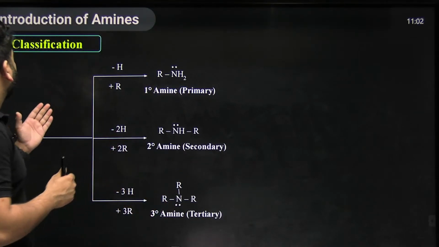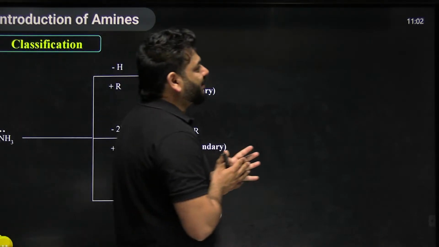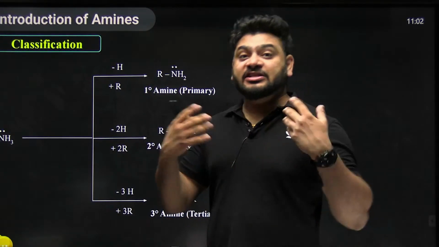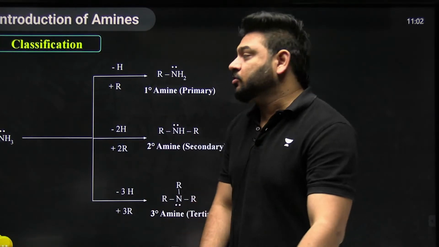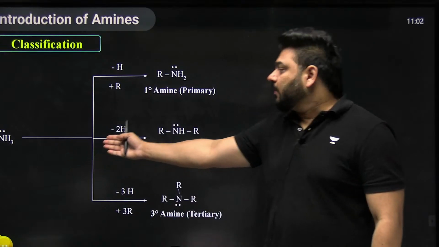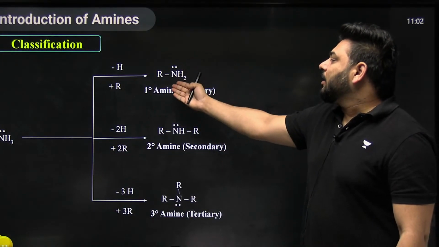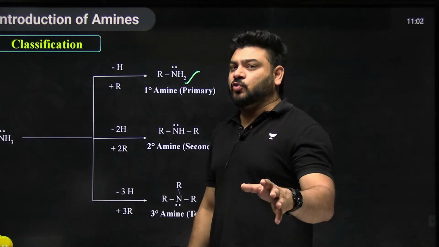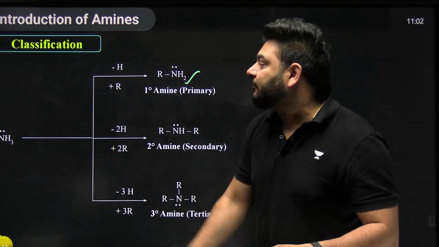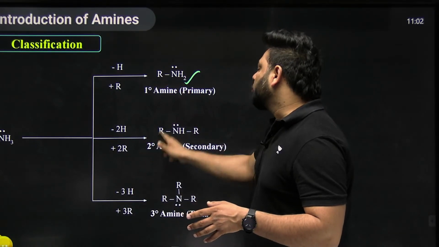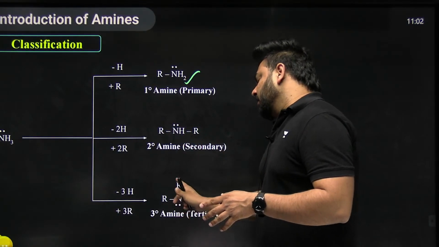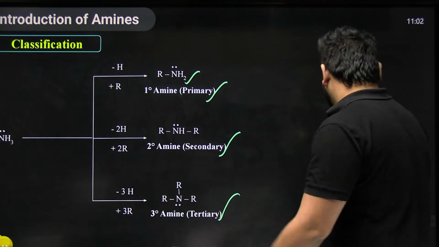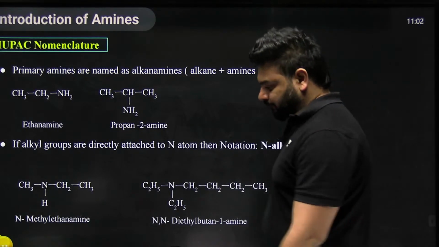Then we have classification of amines. As I told you, there are three types of amines depending upon how many alkyl chains the nitrogen atom is connected with. So we have NH3, in which one alkyl group is attached, giving NH2. Nitrogen has a valency of 3, so it will be connected with 3 bonds covalently, with one alkyl and 2 hydrogen. Then 2 alkyl, 1 hydrogen. And similarly, 3 alkyl groups. So it will give you primary, secondary and tertiary amines. That is the classification of amines.